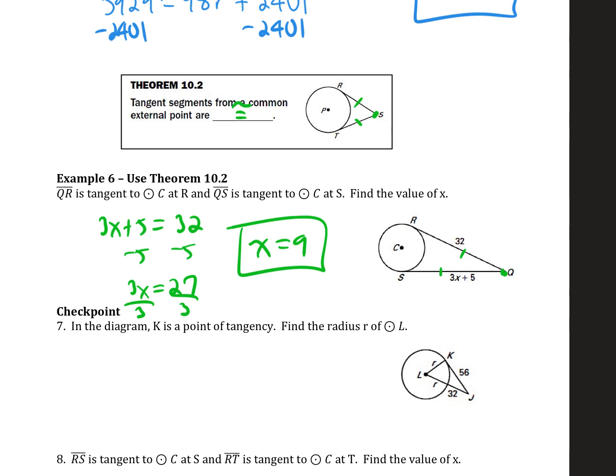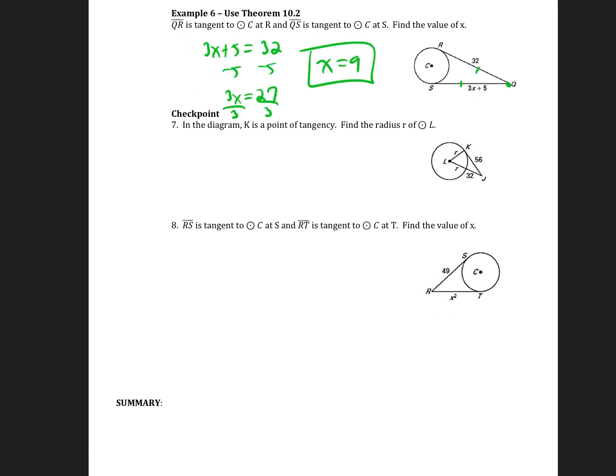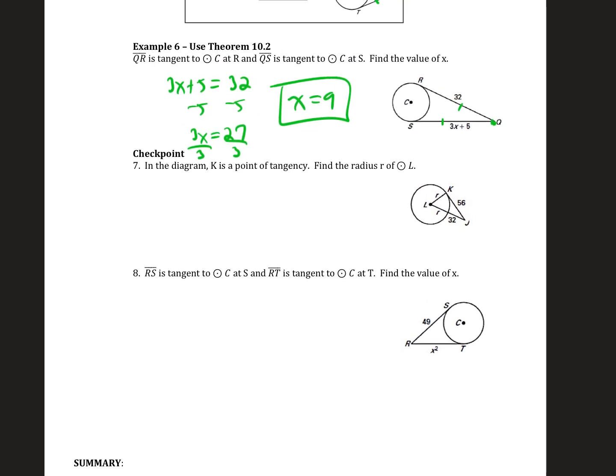So that's it. It's just kind of a rule. If the tangents are tangent to the circle from the same external point, they're going to be congruent. All right, we have a couple checkpoints here. Why don't you guys go ahead and see how you do, and we'll go through it in a second.